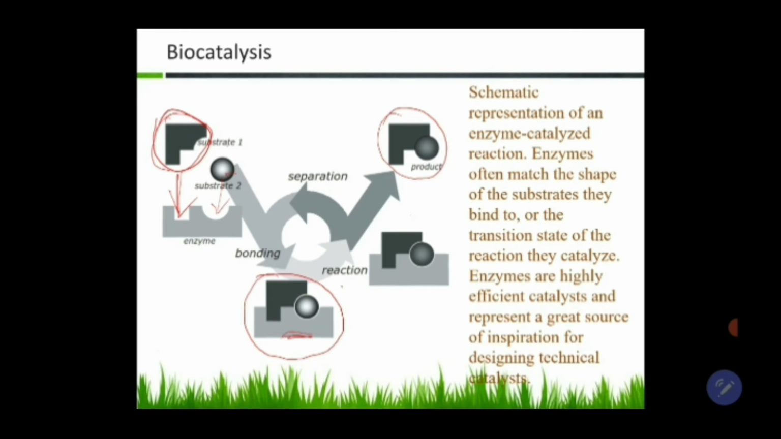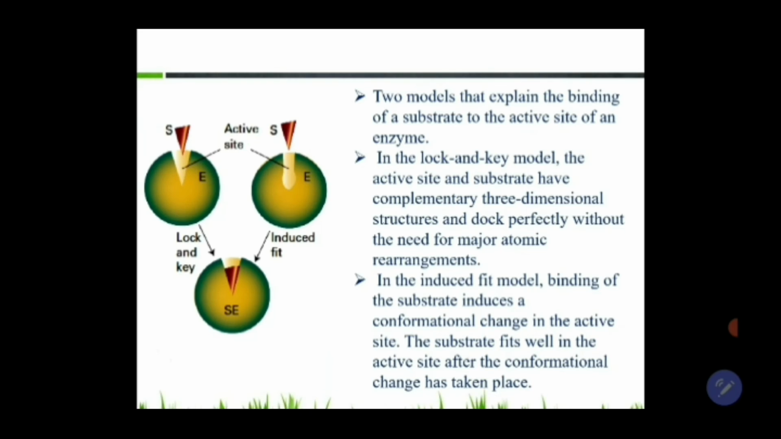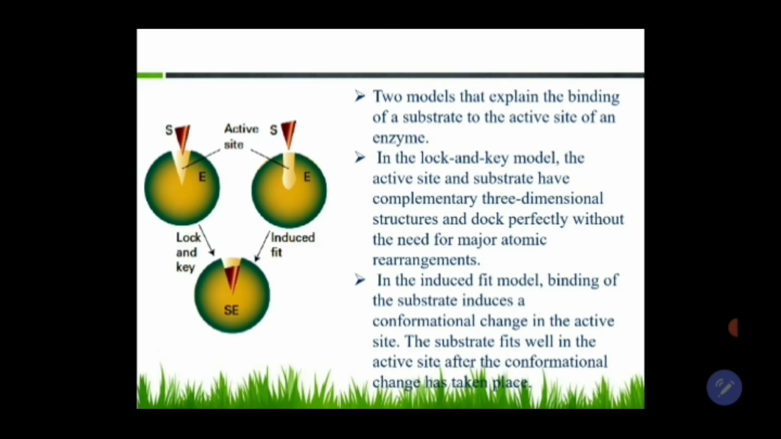Schematic representation of an enzyme catalyzed reaction. Enzymes often match the shape of the substrate they bind to or the transition state of the reaction they catalyze. Enzymes are highly efficient catalysts and represent a great source of inspiration for designing technical catalysts. So, the lock and key model and the induced fit model are two models that explain the binding of a substrate to the active site of an enzyme.